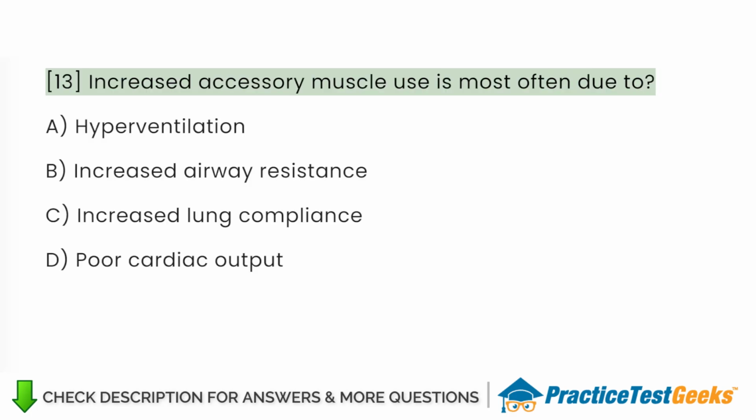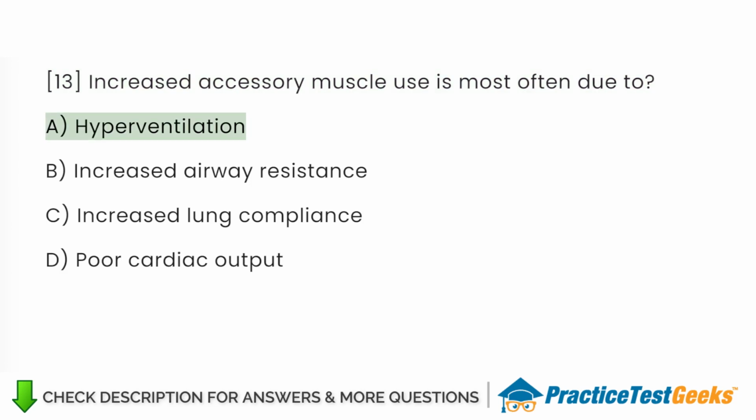Increased accessory muscle use is most often due to A. Hyperventilation. B. Increased airway resistance. C. Increased lung compliance. D. Poor cardiac output.